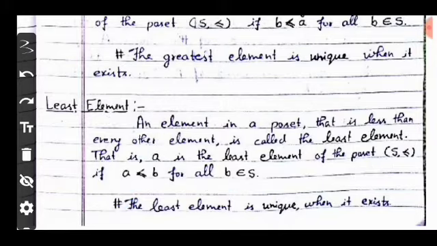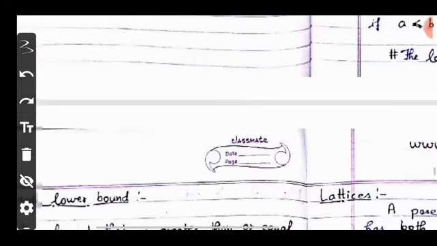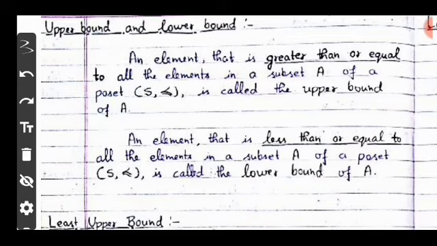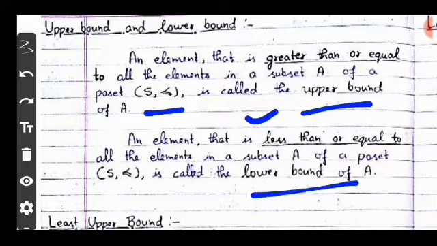Now move on, the next important point is upper bound and lower bound. An element that is greater than or equal to all elements of the subset A of a poset (S, ≤) is called an upper bound of A. And coming to the lower bound, an element that is less than or equal to all the elements in a subset A of a poset (S, ≤) is called a lower bound of A.